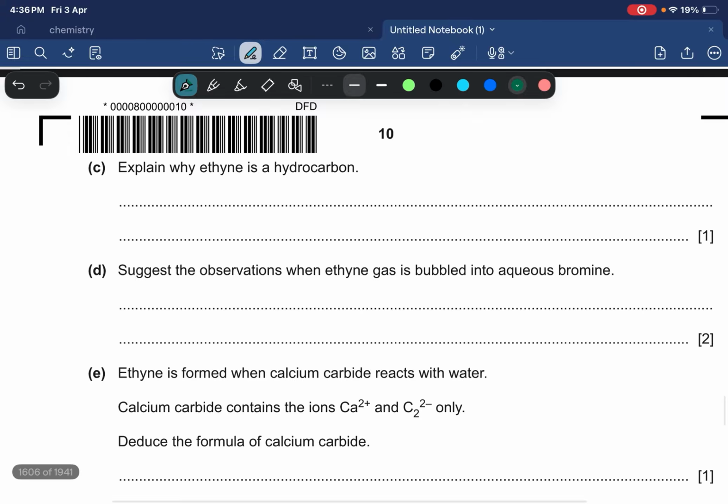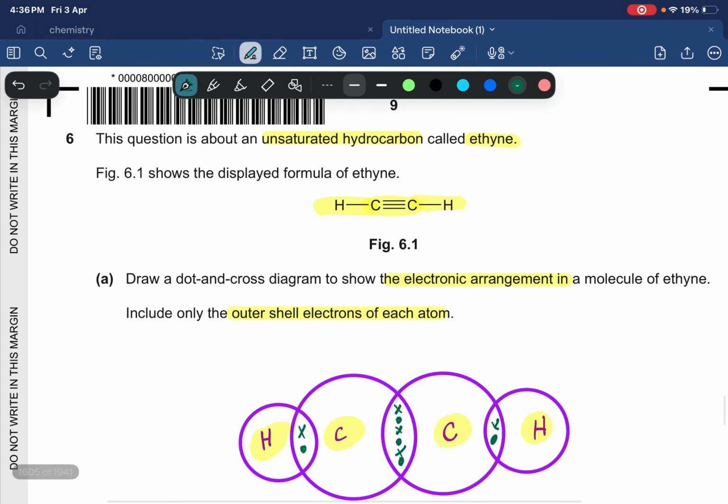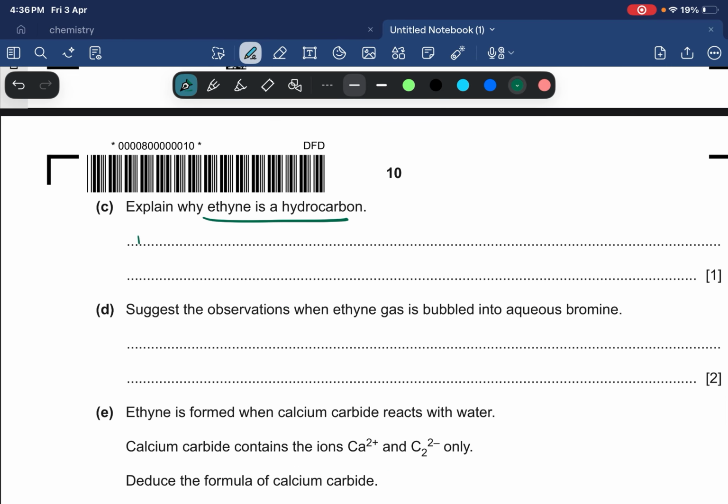Okay, explain why ethane is a hydrocarbon. Hydrocarbon is something that is carbon and hydrogen only. There's nothing except carbon and hydrogen. Can you see any other atom? I cannot. So, it contains carbon and hydrogen only.